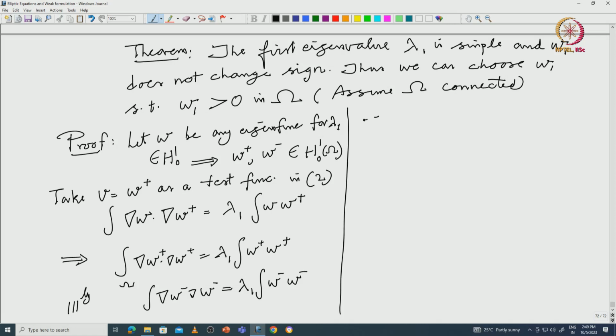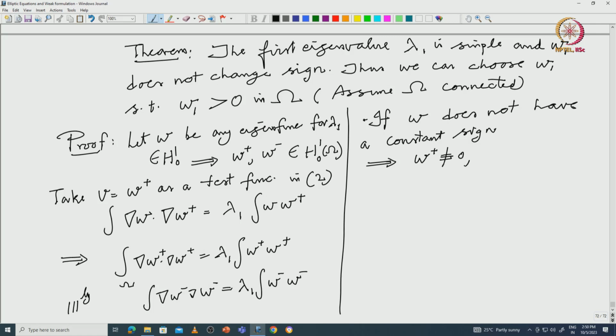Okay. So, you have that. Suppose W does not have a constant sign. You want to prove that. First I am proving that it does not have a constant sign. What does that imply? That implies W plus is not identically 0, and W minus is not identically 0. Of course, they have disjoint support, but both of them should be nonzero.